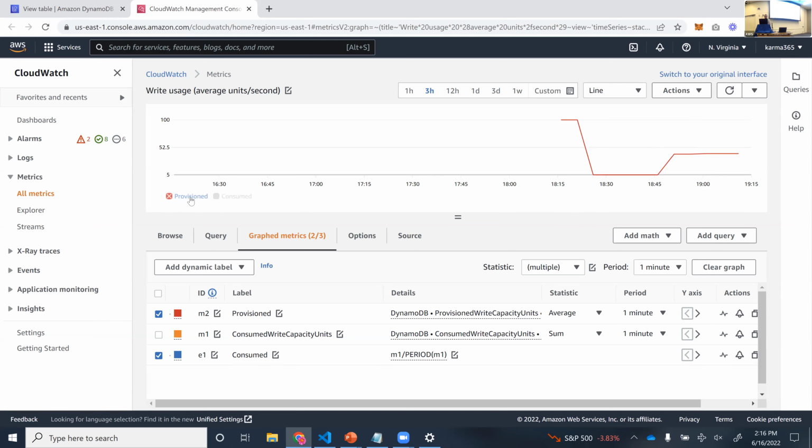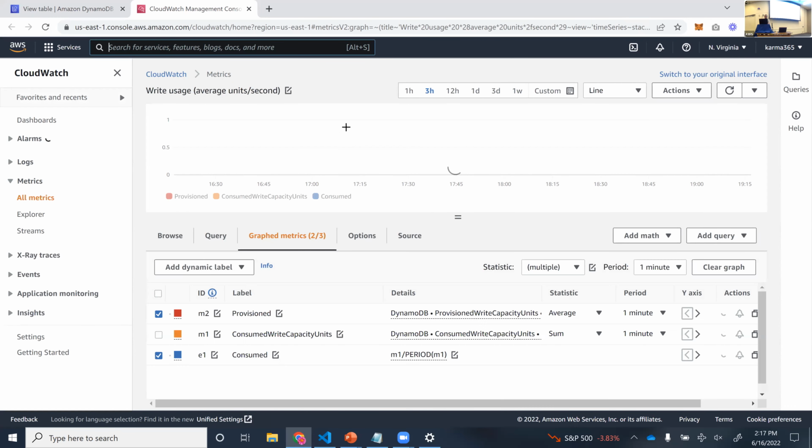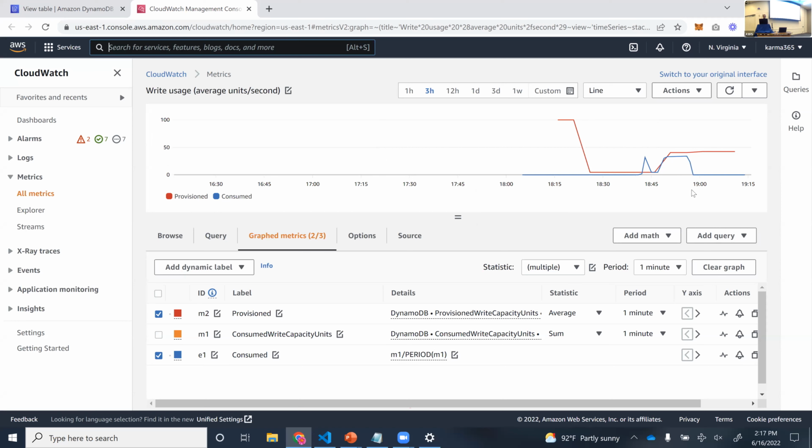Okay, now I cannot enable both. I guess there's a bug in the console.